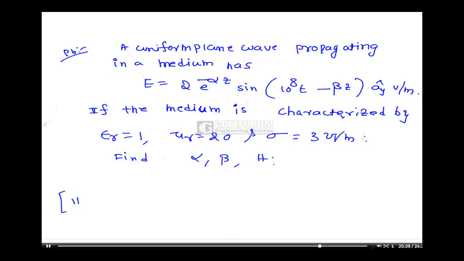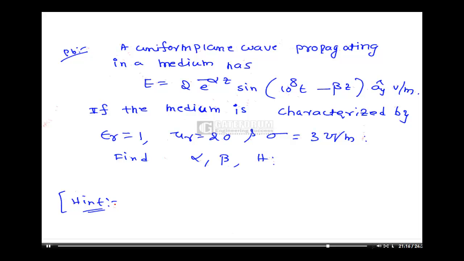I am giving a hint to solve this problem. By observing this equation, E is 2 e power minus alpha z sin omega t minus beta z form. So one thing is clear here: it has e power minus alpha z. That is, the medium is not a lossless medium or free space. Definitely the medium is a conducting medium, then only we can have attenuation. That's why the attenuation term here is e power minus alpha z. So we conclude that it is a conducting medium.